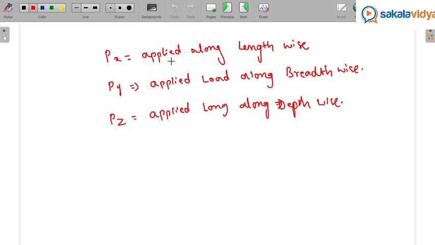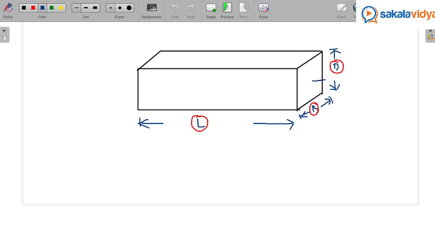But our first duty is to convert this load into stress by using a simple formula. So what is the formula for stress? Stress is equal to load acting per unit area, which is nothing but sigma is equal to P by A. In similar fashion, we need to find the stress along x axis, that is nothing but sigma x. Sigma x is nothing but load which is acting in the x direction, Px, divided by this particular area, which is B into D. So this is the formula to find stress in x direction.